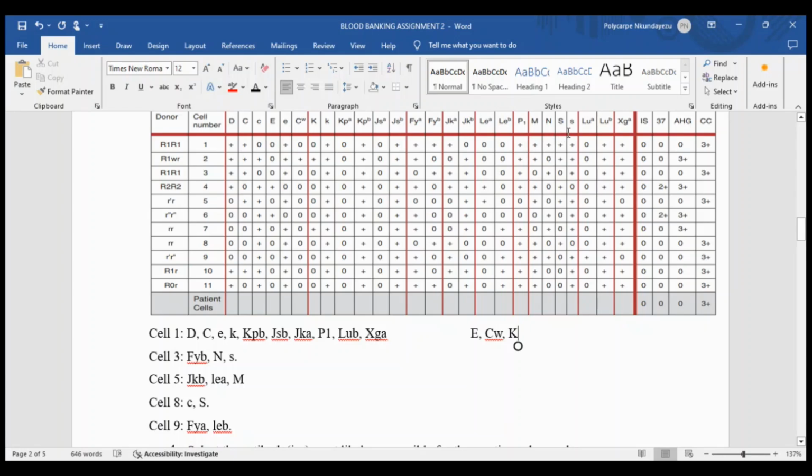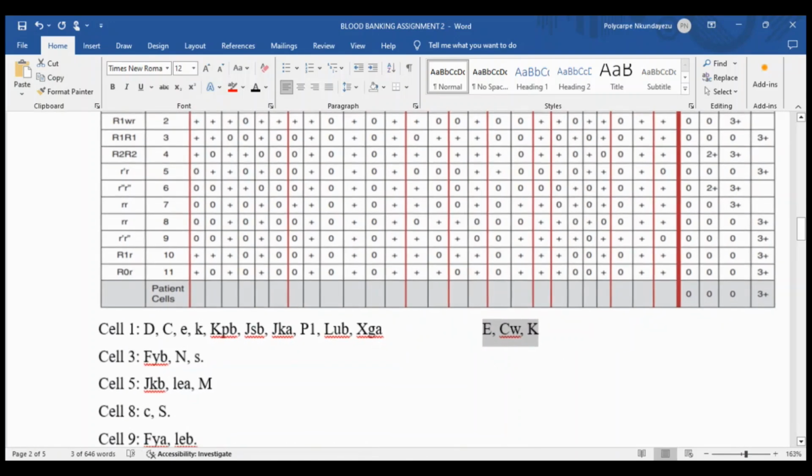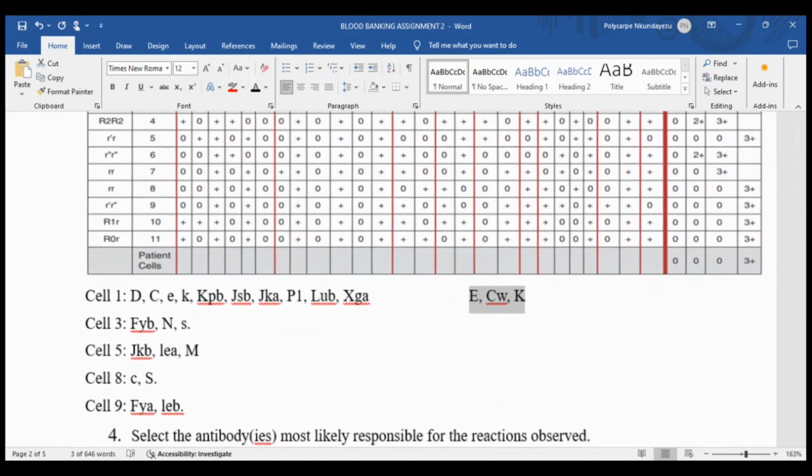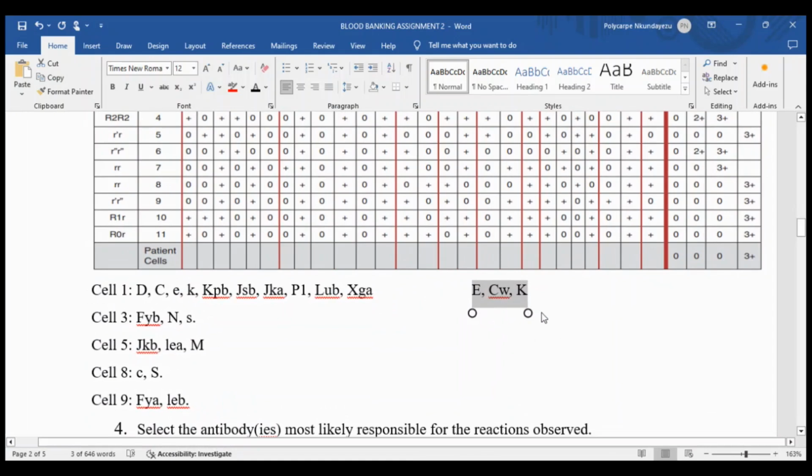And then we can say that Cellano A and Cellano B, Cellano A is not there at all. It is everywhere in our panel, so it means we can't consider it. Cellano B is also out. So now the antigens remaining during inclusion are only capital E, capital CW, and also capital K, right?